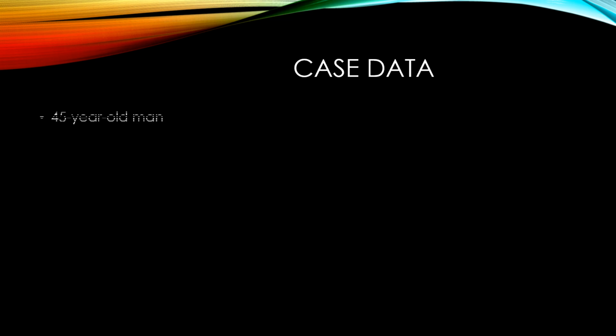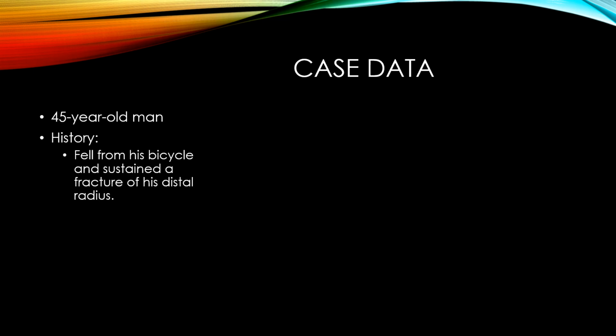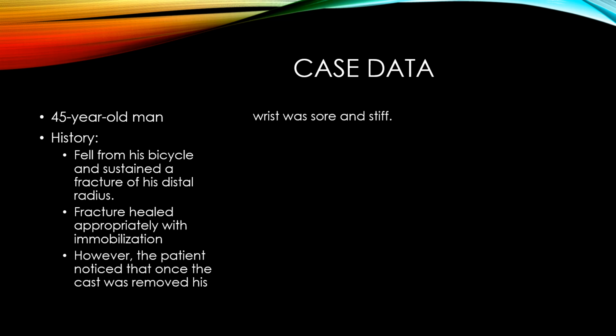Case data: 45 years old man. History: fell from his bicycle and sustained a fracture of his distal radius. Fracture healed appropriately with immobilization. However, the patient noted that once the cast was removed, his wrist was sore and stiff.